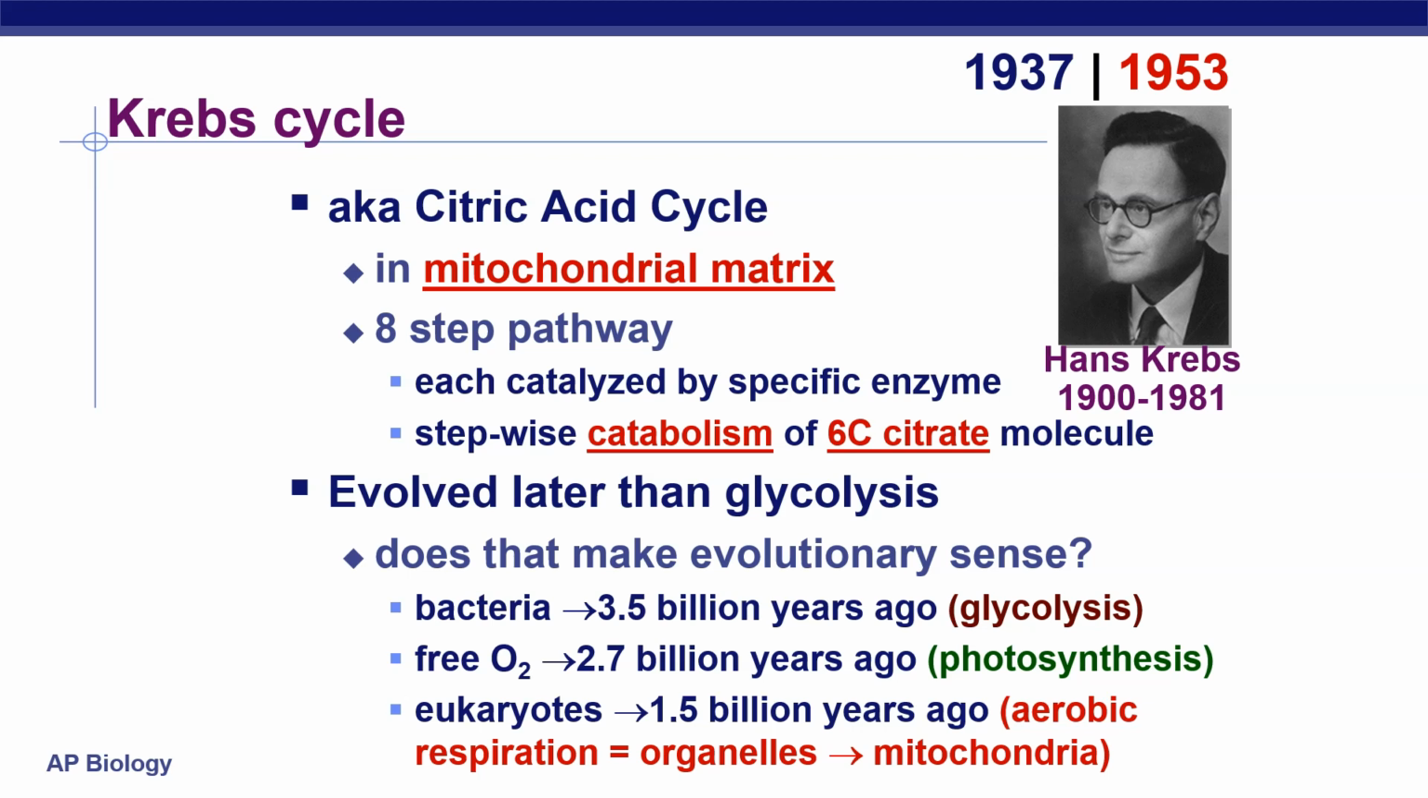Now, we do have evidence to suggest that it evolved later than glycolysis, and you can see the evolutionary evidence here. So bacteria, for instance, came about 3.5 billion years ago. That's when glycolysis shows up. Oxygen shows up about 2.7 billion years ago, that free oxygen. That means photosynthesis showed up. Eukaryotes, as far as we know, meaning aerobic respiratory organisms, only showed up 1.5 billion years ago. That means the mitochondria came along a little bit later.